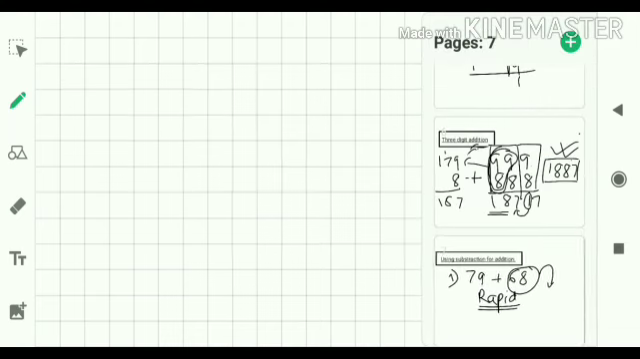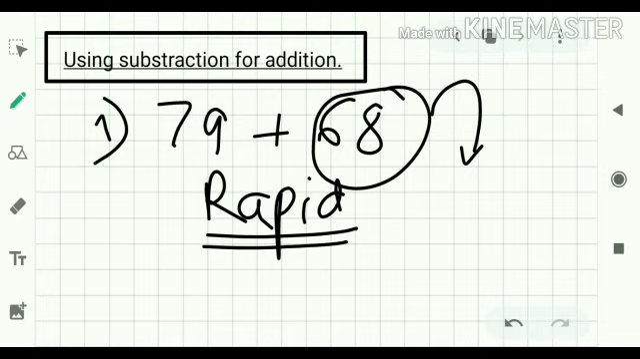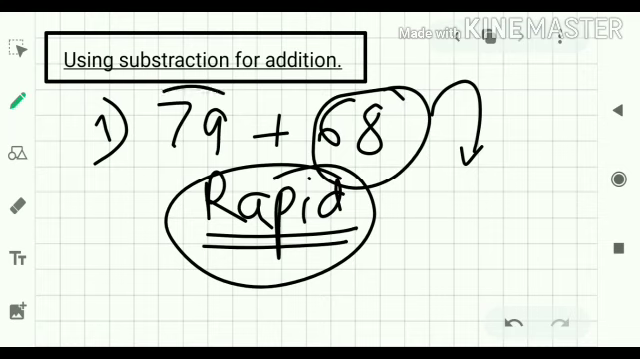The same applies here. In this rapid calculation technique, we are going to convert any one number into a multiple of 10.